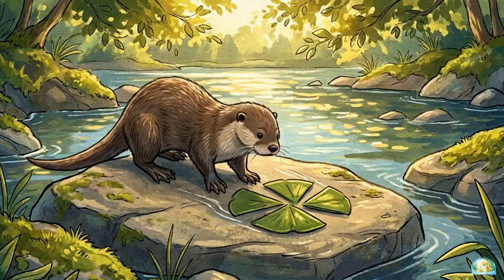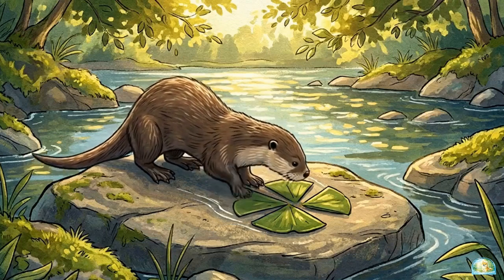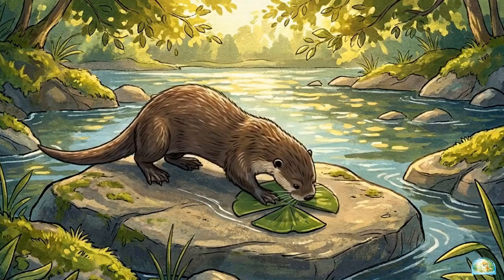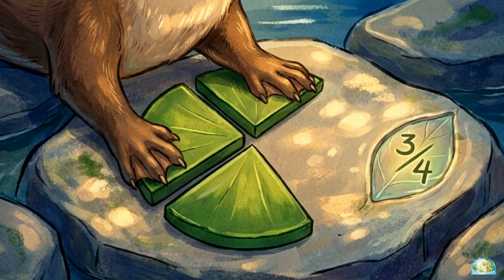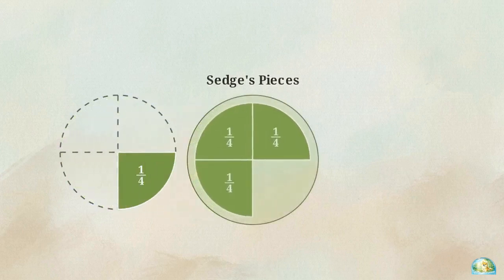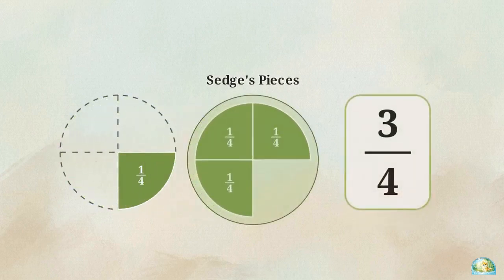But what if Sedge wants to give someone a larger portion? He can just gather a few of those exact same pieces back together. He slides them together with his paws. That's 1 piece, 2 pieces, 3 individual 1/4 pieces. Looking at this diagram, gathering 3 pieces makes 3/4. The top number is 3 because Sedge holds 3 pieces, but the bottom number stays at 4 because the original whole was still cut into 4 equal parts.